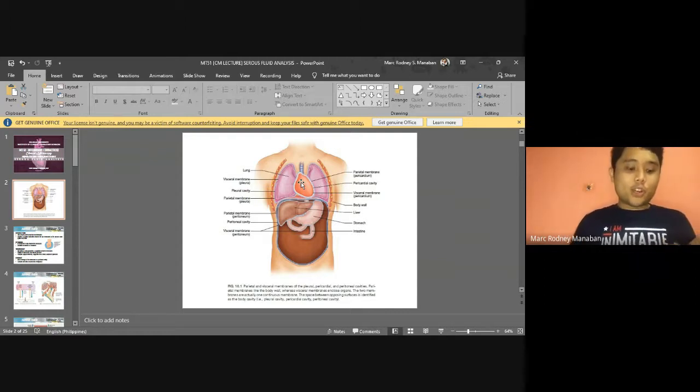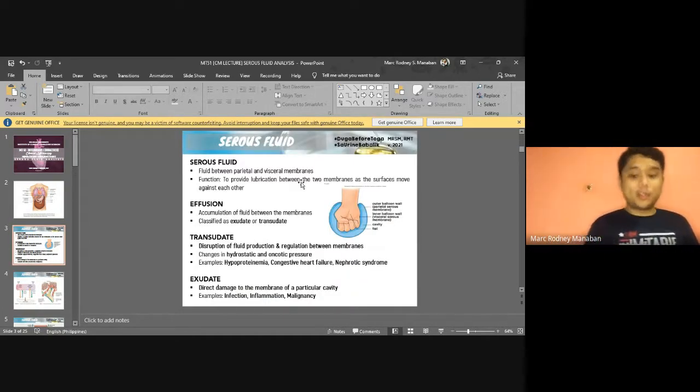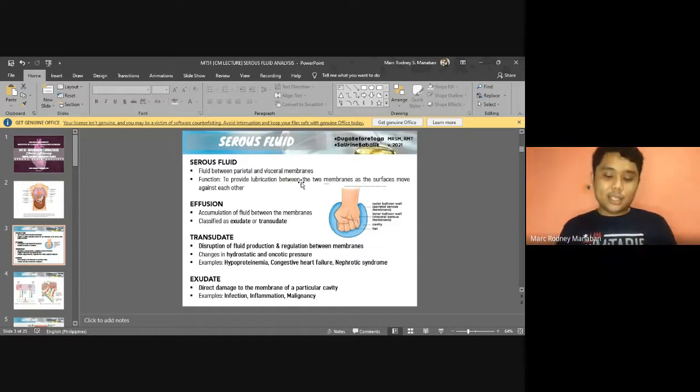So the purpose is, of course, for lubrication, okay? So that, especially when the lungs move, when you breathe, there is less friction. So of course, it is a lubricant, and that is the fluid, no? Serous fluid. It depends on which cavity, all right? Now, serous fluid is the fluid between, as I mentioned, the parietal and visceral membranes. Again, its function, as I mentioned, is to provide lubrication so that the two membranes, their surfaces, do not rub against each other or create friction.